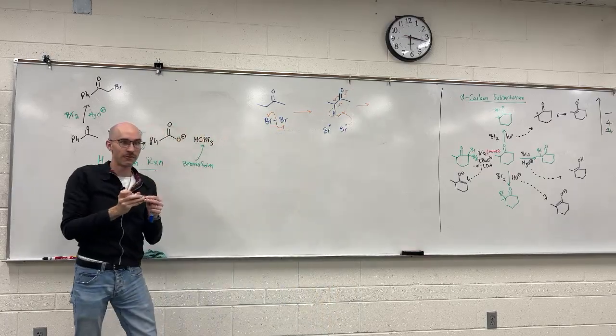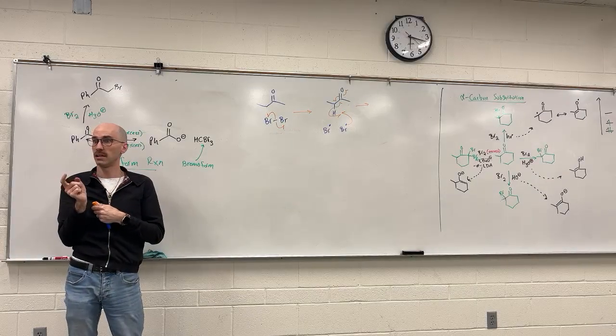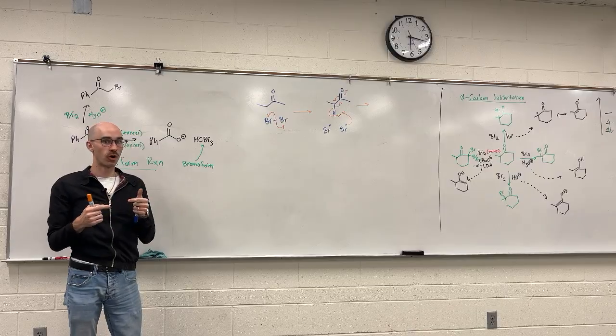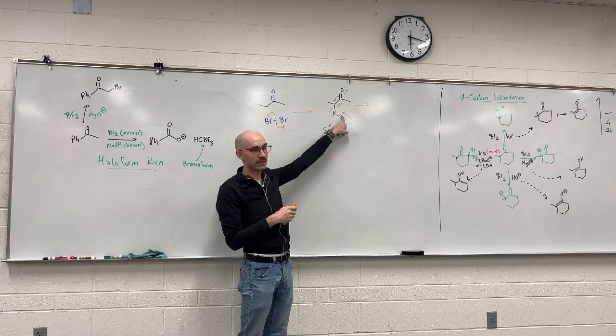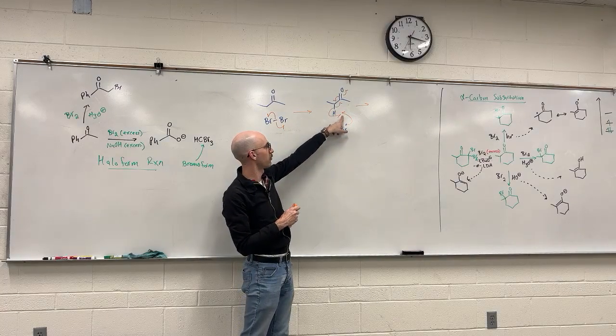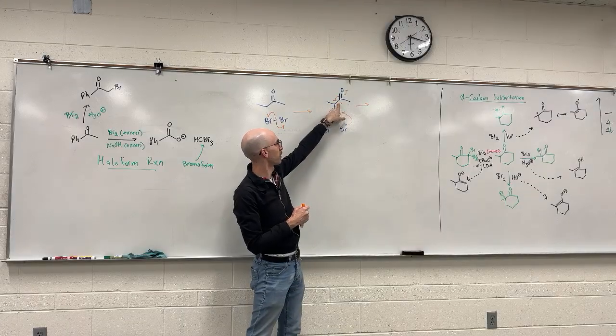Remember that I'm using fishhook arrows here. That means I'm describing how many electrons moving? Just 1. And when I want to form a bond between 2 fishhooks, they just meet up in the same place. So this is showing bromine radical and hydrogen radical forming a bond, and then carbon radical and carbon radical forming a bond.